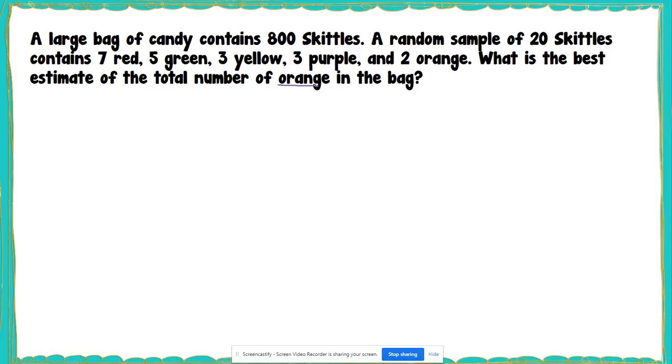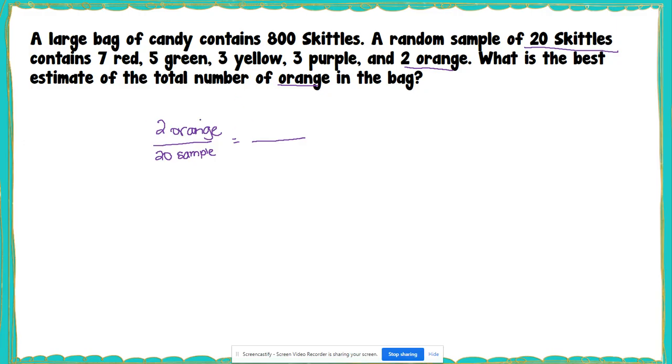So we're looking for orange in the bag, and I know that from my random sample, there were 2 oranges in the sample. So I know that I have 2 orange in my sample, and that is out of a total of 20 Skittles that were in the sample. So there were 2 oranges out of 20 total in the sample. I want to know how many oranges are in the whole bag.